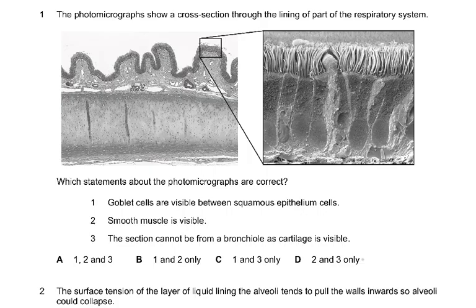Now let's start with question number 1. The photomicrograph shows a cross section through the lining part of the respiratory system. Which statements about the photomicrographs are correct? Now this is very confusing. It's very confusing and not very easy, I agree.